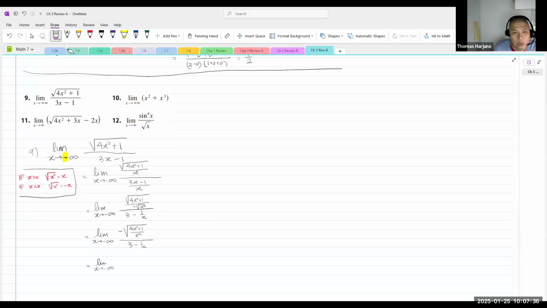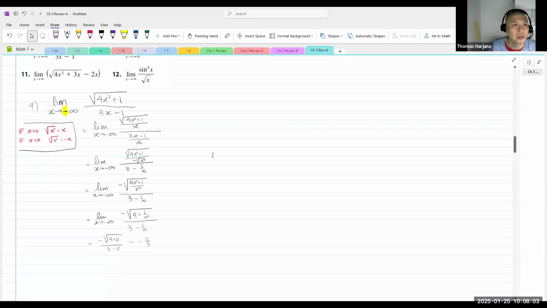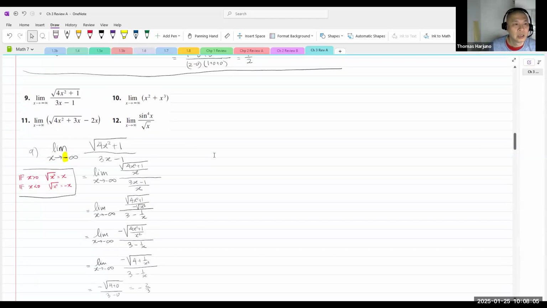Okay, what I will do is, well, it's still under the condition of limit, right? So I will do 1 plus 1 over x squared, that's under the square root, by the way, over 3 minus 1 over x. Then from here you plug in numbers. This is negative square root of 4 plus 0 over 3 minus 0. That's negative 2/3. That's the proper way to do the work. Okay, that's for number 9.